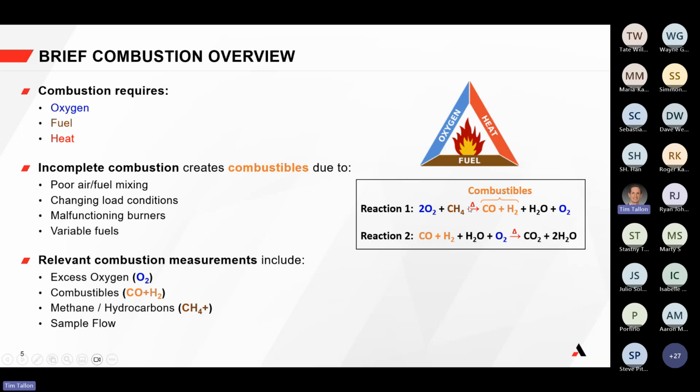And then also, what about fuel? What about any unburnt fuel that went along? Can we monitor for that? And then as far as making sure that you have a representative sample, I'd also say sample flow as well as a relevant measurement. So let's dive a little bit deeper into this.